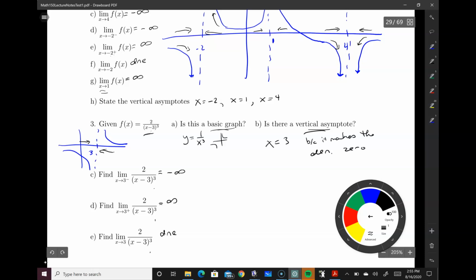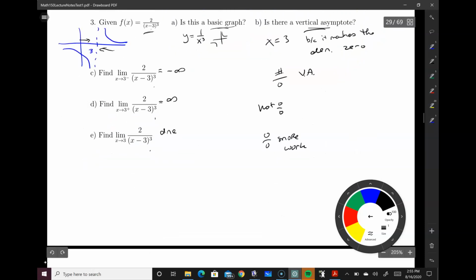Denominator 0. So if I have a number over 0, not 0 over 0, but some other number over 0, that's when I know I have a vertical asymptote. If it's 0 over 0, that's going to be something else. We're going to do more work on that. So that's not a vertical asymptote. A number over 0 gives me a vertical asymptote.